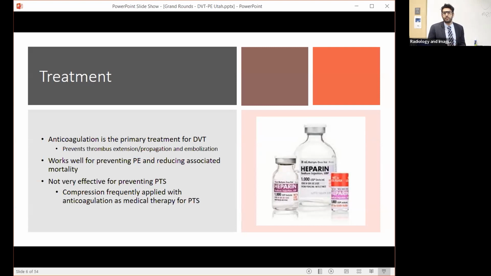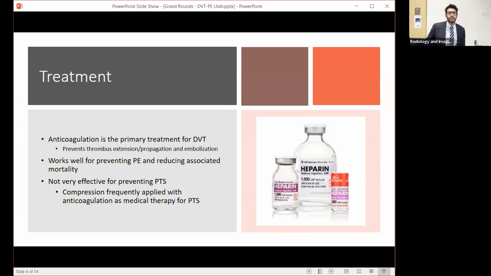Anticoagulation actually works by preventing thrombus extension and embolization. So it's really effective for preventing PE, because it basically prevents a clot from propagating and/or breaking off and going to the lungs, and it reduces mortality from that. However, it doesn't actually treat the clot. It just basically prevents a clot from getting bigger or breaking off, like I said.